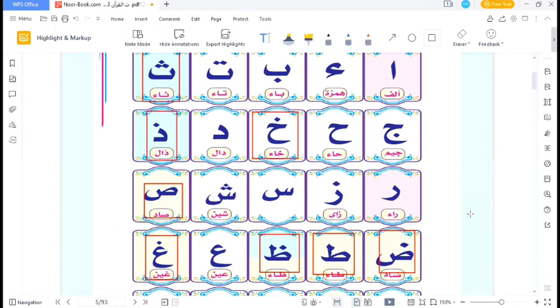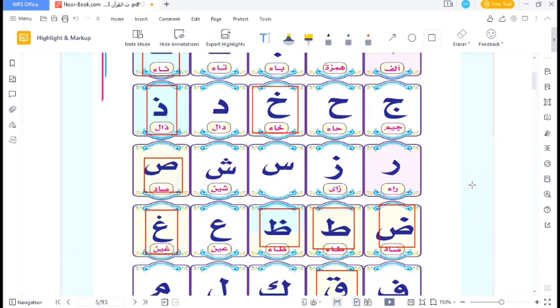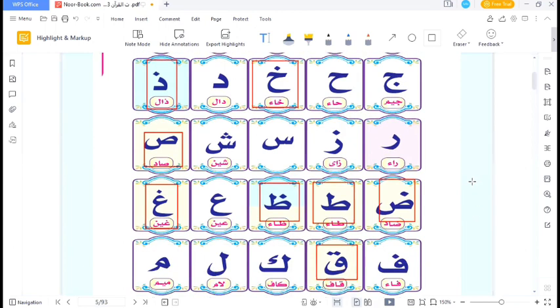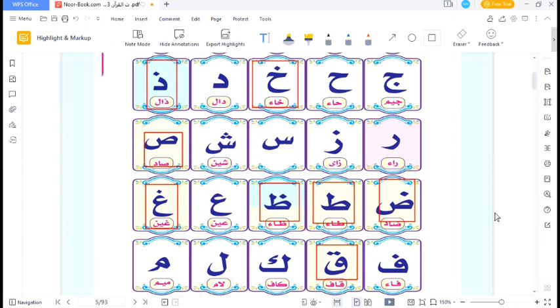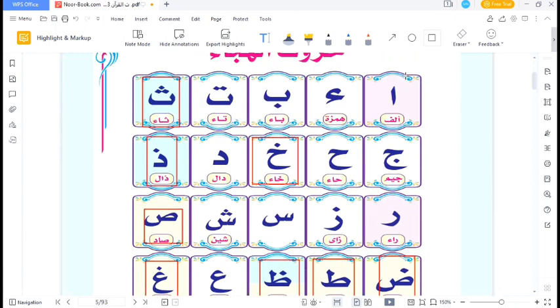That's it. Then from the 28, we have 7 letters that we call heavy letters. When we say the heavy letters, it means that our mouth is full of air when we say them. They are Kha, Sad, Dad, Ta, Za, Ghain, and Qaf. 7 letters, and they are always heavy. Then we have 2 letters that are sometimes heavy and sometimes light. The first one is Alif and the second one is Ra.